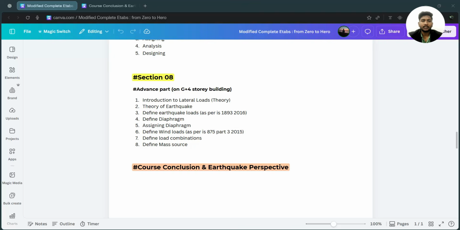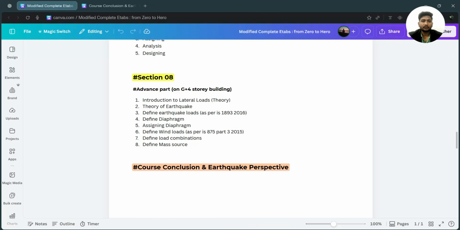And then we have seen how to assign this earthquake with respect to the diaphragm, by defining the diaphragm and assigning the diaphragm. Then we have seen how to define the wind loads with respect to IS 875 part 3 2015. And then we have seen what load combinations come when we add the earthquake and the wind load.